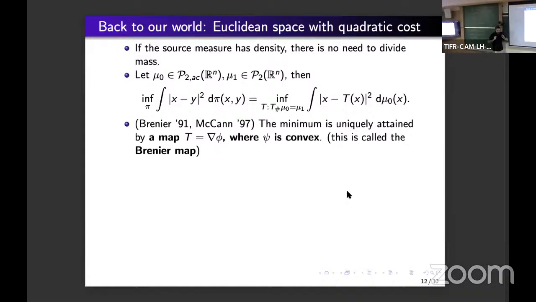Basically what I'm saying is that if you have a random vector x which has density on R^n, and you have any other random vector y, you can write y as grad phi of x. I'm saying that x has density, y is anything. You can always write y as grad phi of x for some convex function phi.